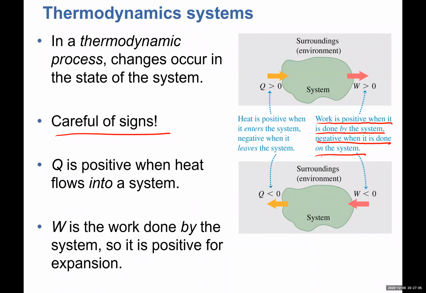So again, work can be done on the system and can be done by the system, and when it's done by the system, it's positive for expansion. Okay, so that's why what we have here is this. Again, work done by the system is taken to be positive, and work done on the system is taken to be negative. So that's one of the important things to know about the first law of thermodynamics.